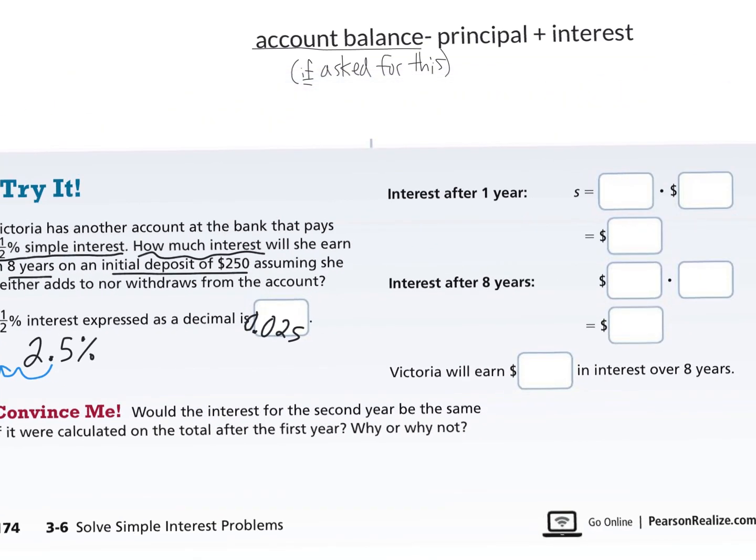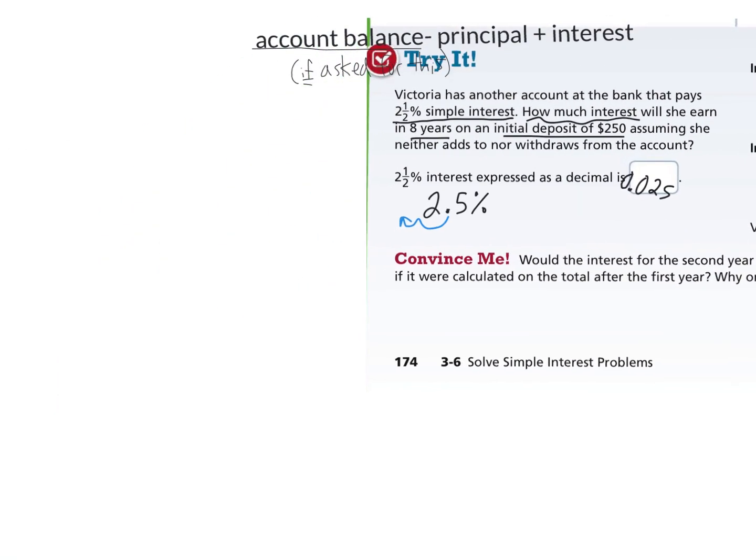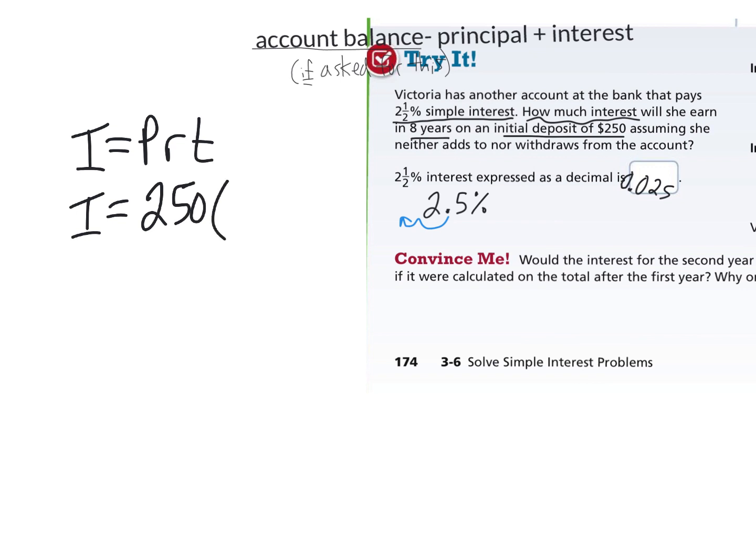And again, the book is finding the interest for 1 year. I'm just going to use the formula again. That's how I was taught how to do these problems. If you want to find it for 1 year and then multiply it, that's fine. So $250 was the principal. The interest rate as a decimal is 25 thousandths, and then the time is 8 years. So once again, we can just multiply those together, and that should be $50 interest.